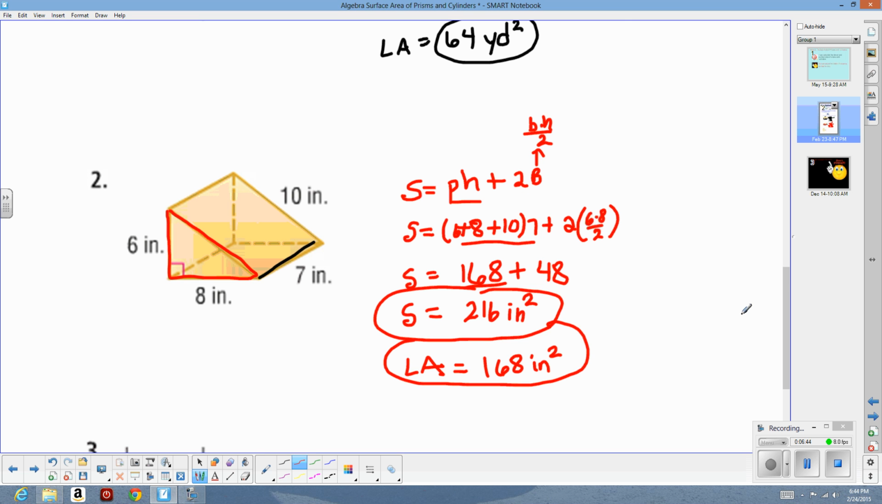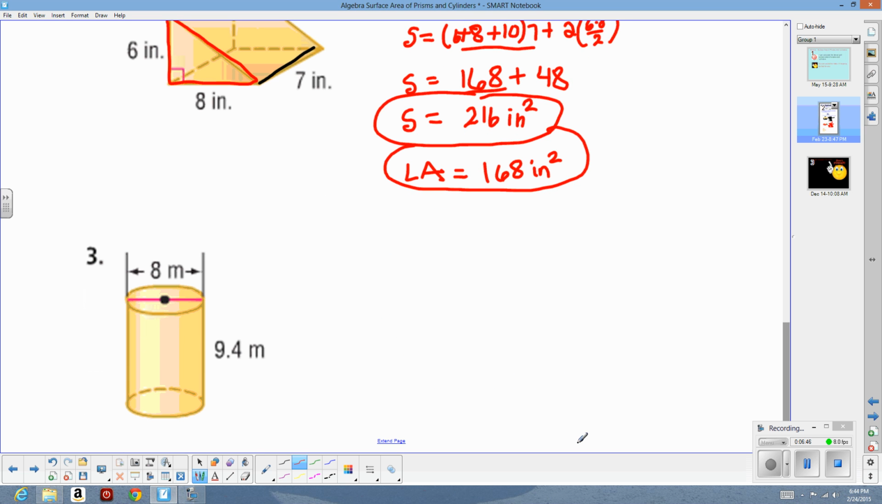Now our last figure is going to be a cylinder. A cylinder has two circular bases, and then there's a big rectangle that's wrapped around it. Think of it like a label on the soup can. The general formula, once again, is surface area equals the perimeter of the base times the height plus 2 times the area of the base.